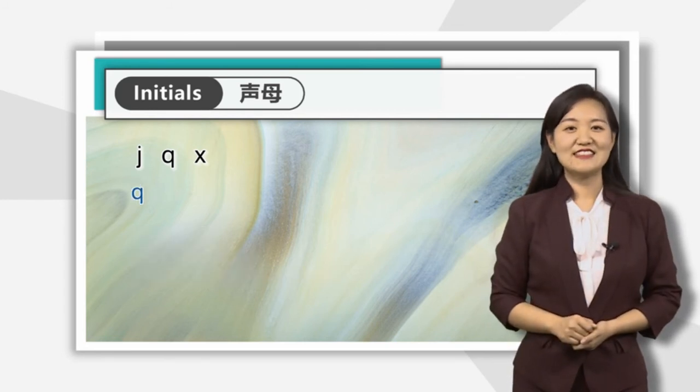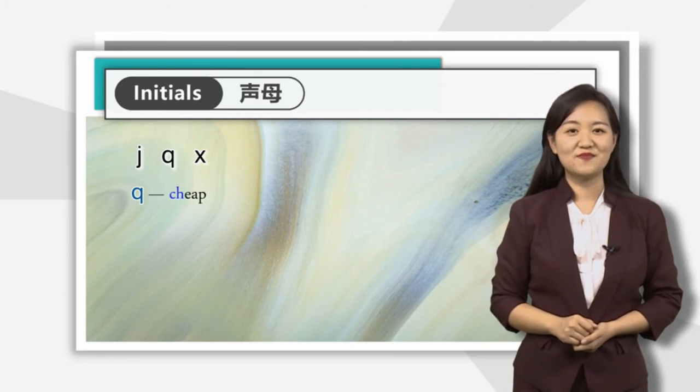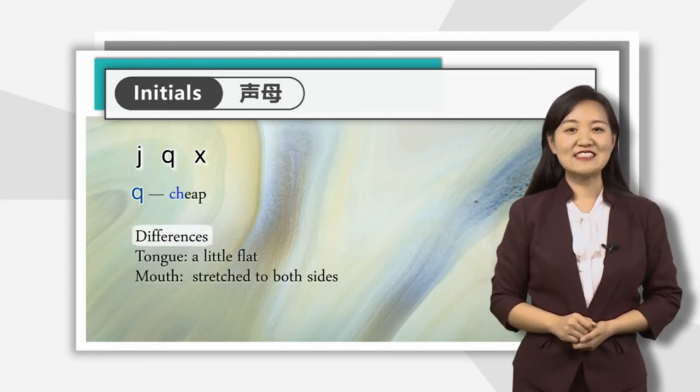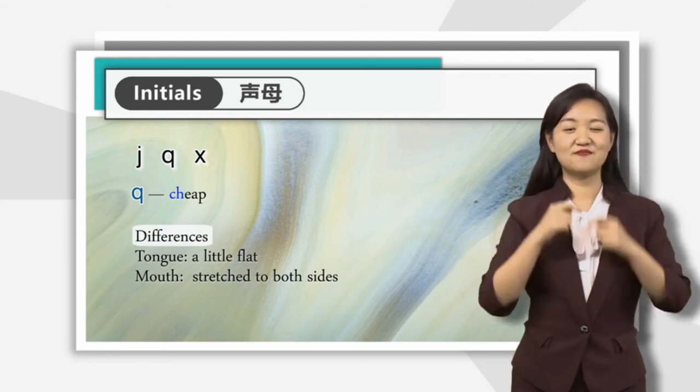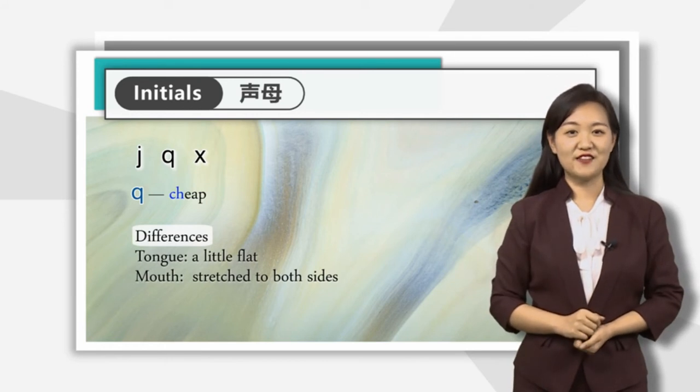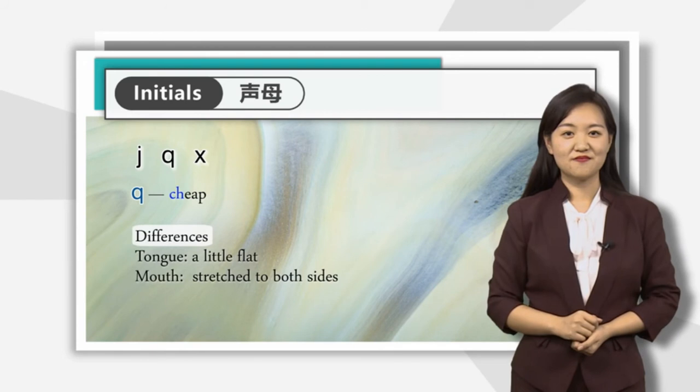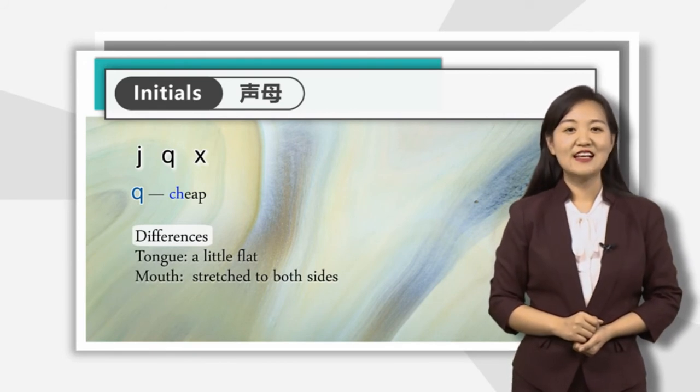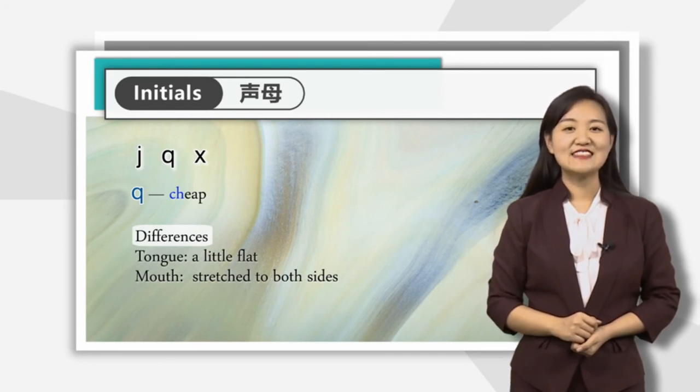The next one is 七. 七 sounds similar to the first sound of cheap. But when pronouncing 七, your tongue should be more flat. And also, you need to stretch your mouth to two sides. 七. Now listen to me carefully and feel the difference. Cheap. 七. Read after me. 七.